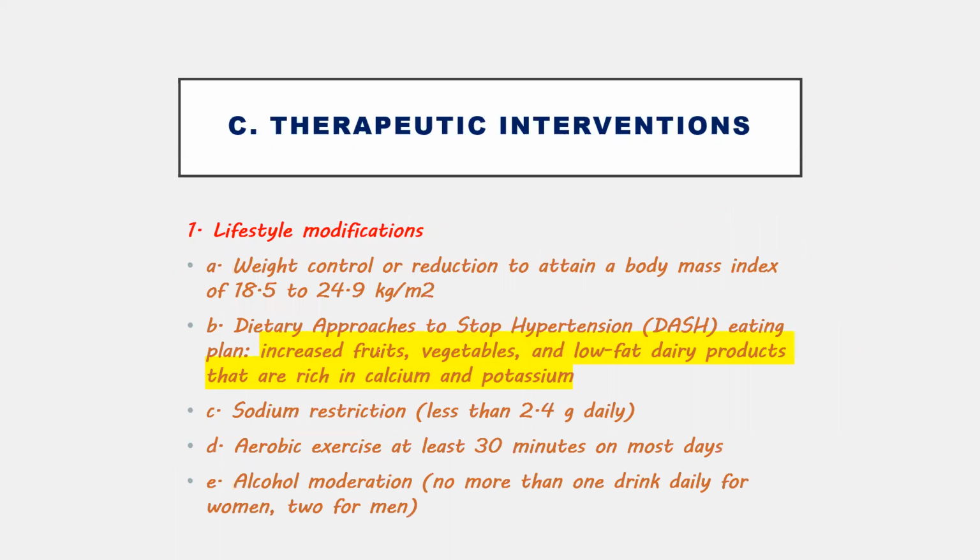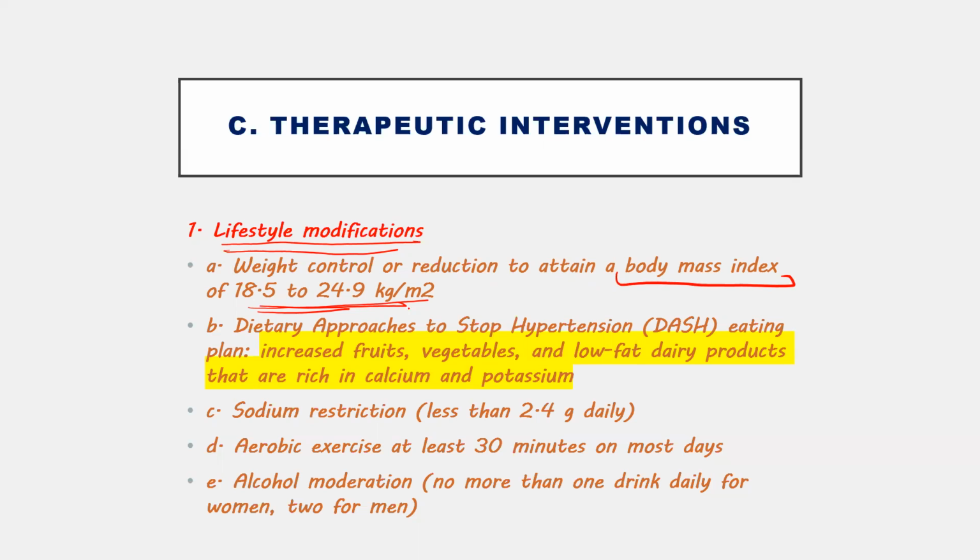Now moving on to the therapeutic interventions. What will be the management provided to the patient? First of all, whenever a patient reports hypertension, the first thing is lifestyle modification. Lifestyle of a person is very important. It plays an important role in controlling hypertension. So the patient has to control or reduce weight to attain a body mass index of 18.5 to 24.9. This is the range of body mass index that the patient has to maintain.